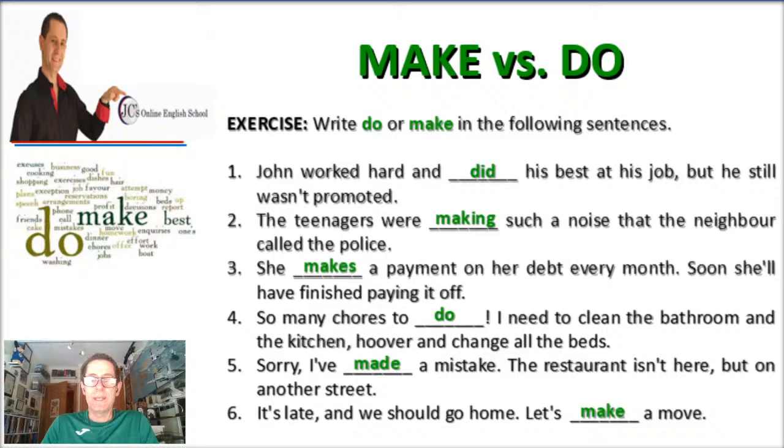So number 1. John worked hard and did his best at his job, but he still wasn't promoted. Sorry, John. Number 2. The teenagers were making such a noise that the neighbor called the police. She makes a payment on her debt every month. Soon, she'll have finished paying it off. Number 4. So many chores to do. I need to clean the bathroom and the kitchen, hoover, and change all the beds. Number 5. Sorry, I've made a mistake. The restaurant isn't here, but on another street. And number 6. It's late, and we should make a move.